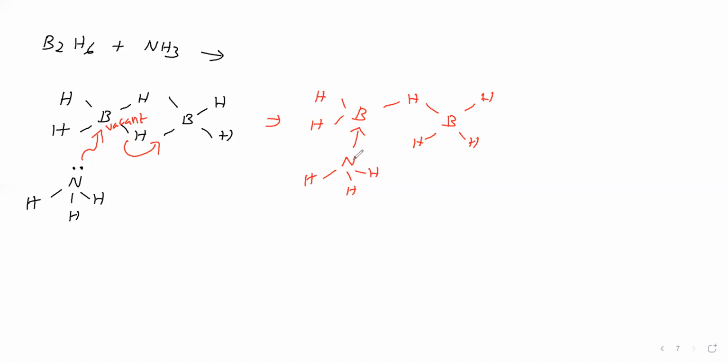Now we will write this dative bond as a normal covalent bond, while we will give formal charges. For nitrogen we will give +1, for boron we will give -1. Next we are taking ammonia. This ammonia is coming for attacking this one. How that reaction takes place, that we will see.